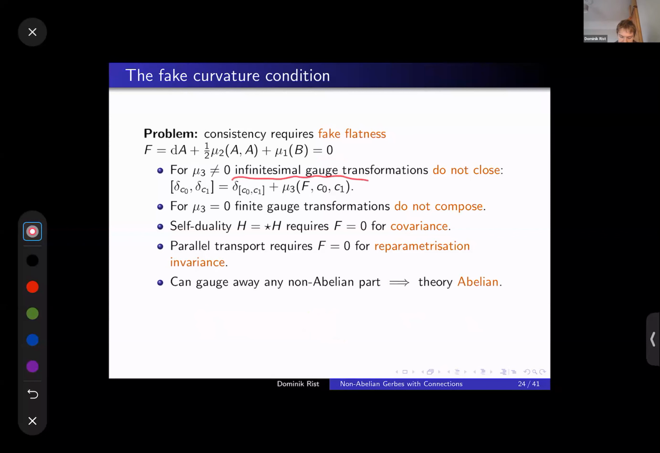In particular, that means that infinitesimal gauge transformations do not close. You want this to hold, but you have an extra term. You can get around this problem if you kill this term: if mu3 is 0, then this term is not there. But if you then try to formulate the finite gauge transformations, they do not compose, even in this case, unless this is imposed. So this is really a big problem, and this was part of the reason why people abandoned non-abelian gerbes for a while, because they thought that this was a lost cause. They could not overcome this problem. But there is a way to overcome this problem.